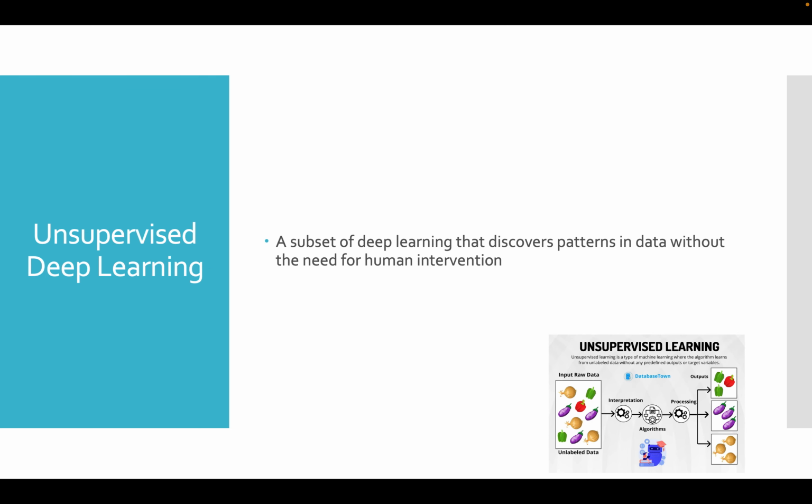And the last thing I'll talk about is unsupervised deep learning. This is a subset of deep learning that discovers patterns in data without the need for human intervention. So I've included a graphic that can help explain this a little bit. So we input this raw data into it, and we don't label it, we don't necessarily categorize it, and we let the computer use what it knows to interpret it and categorize it itself.